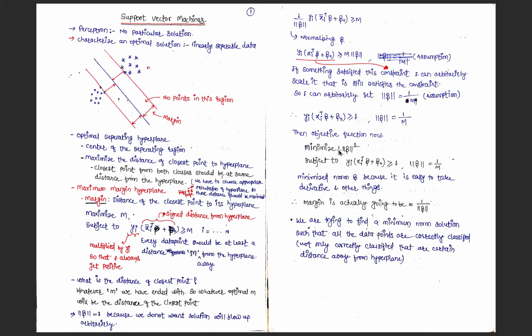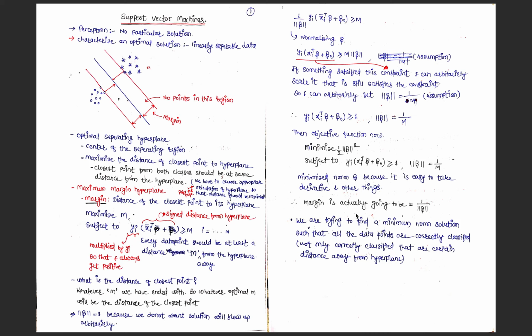Okay, and here we are multiplying by 1 by 2 and squaring. We are just normalizing that because it will be useful to take the derivative and other things. So what will the margin be? The margin is going to be 1 upon norm of beta.